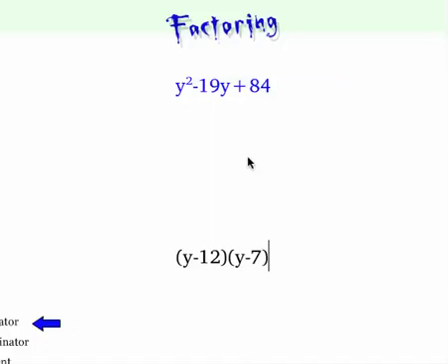I want you to notice here, if this is positive, it means that they're both the same sign. Doesn't necessarily mean they're both positive. If this number is negative, it meant they added together to give you negative 19. Now, only negative numbers can add up to give you another negative number.